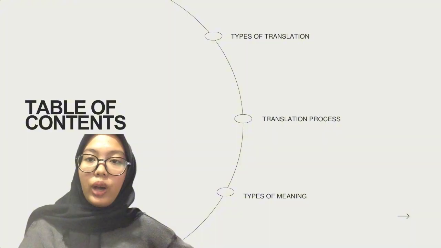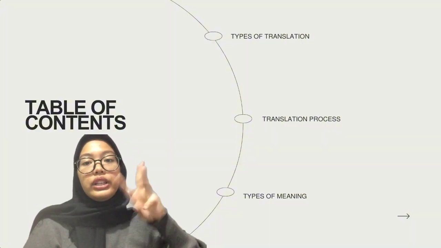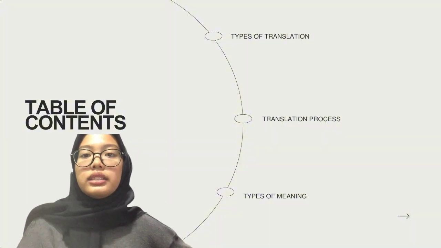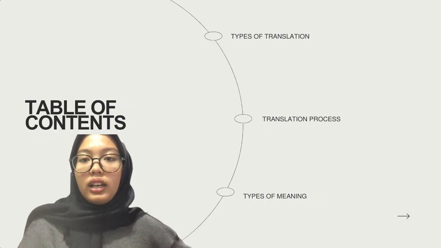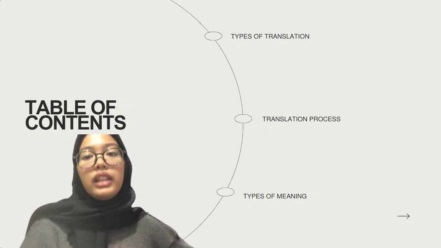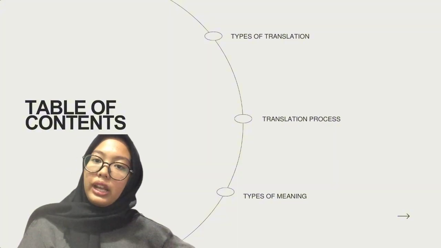So in this video, I want to explain about three things. First is types of translation, the second one is translation process, and the last one is types of meaning.